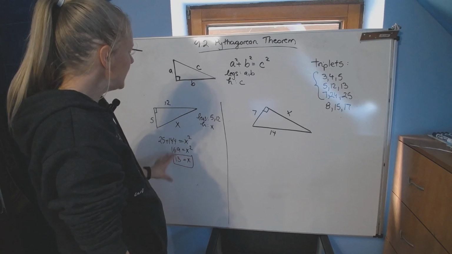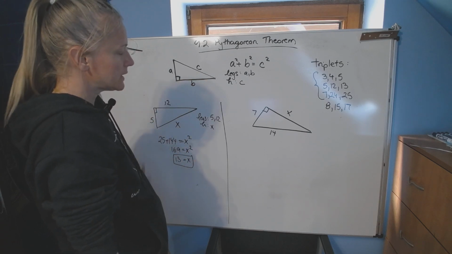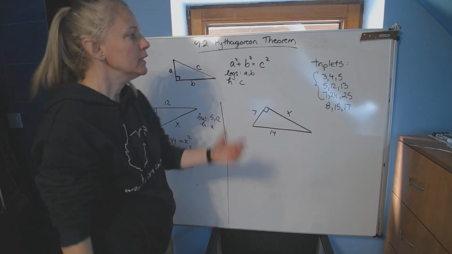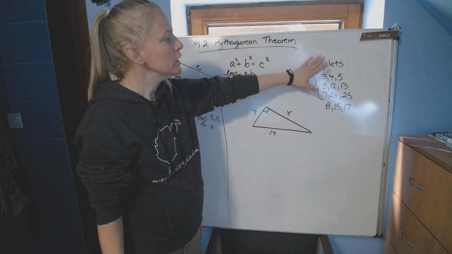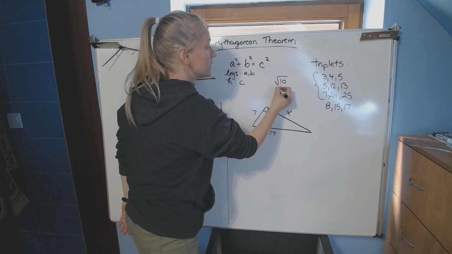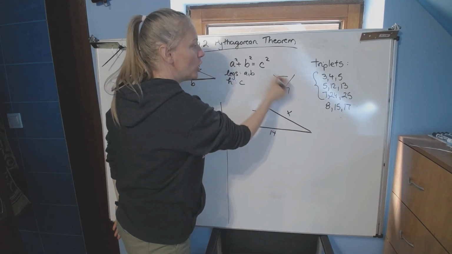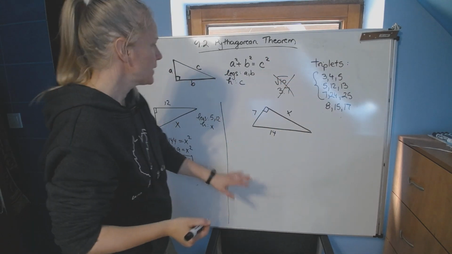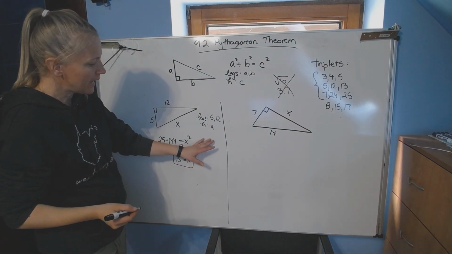And if you have homework that asks you to solve for something and asks, is that a Pythagorean triplet? How do you know? In order for something to be a triplet, you have to have whole numbers. If you end up with square root of 10 or 3.7, not a triplet. The only way to be a triplet, whole numbers, okay? So in this case, we have a triplet, right?